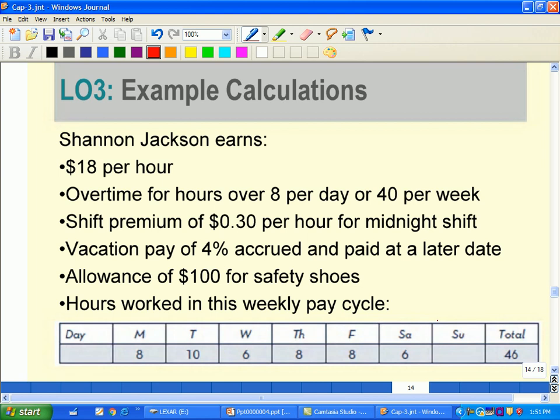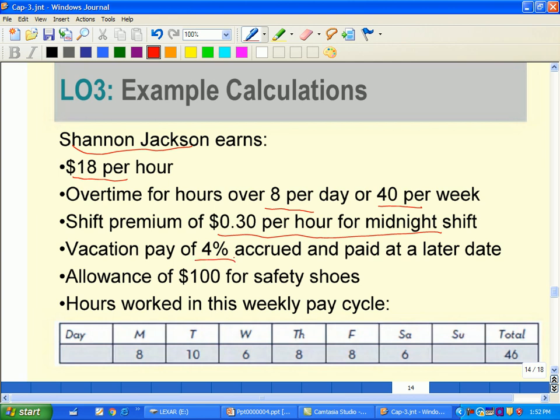All right. In this example for Shannon, the calculations are as follows: the rate is $18 per hour, overtime after 8 hours, like 40 hours per week will qualify for that, and the shift premium is 0.30 per hour for the midnight shift. Okay.